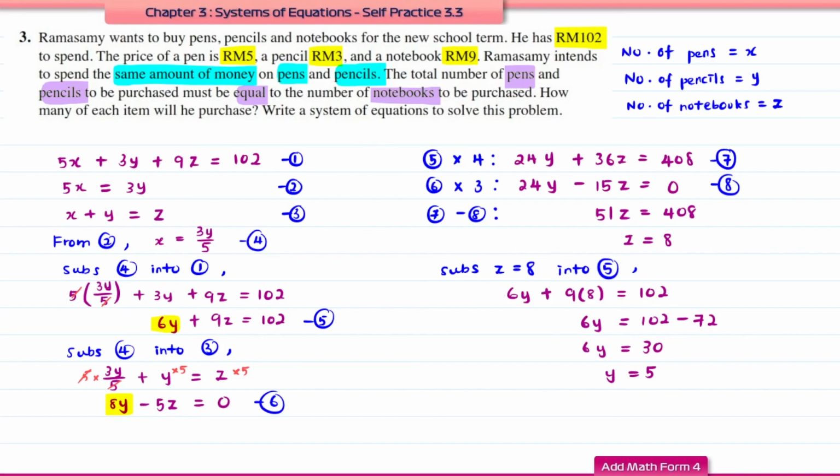Next, I'm going to substitute y equal to 5 into equation number 4 to find the value of x. So x is equal to 3y divided by 5. The y I'm going to substitute with 5. So it's going to be 15 divided by 5. So x is equal to 3. So x is the number of pens. So the number of pens is equal to 3.